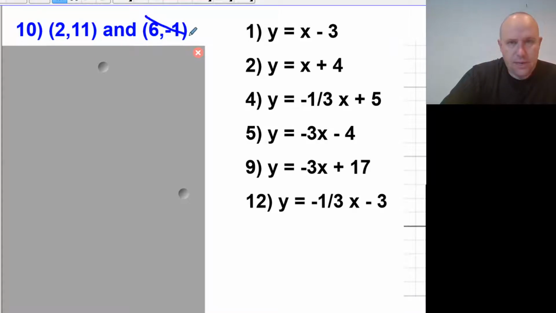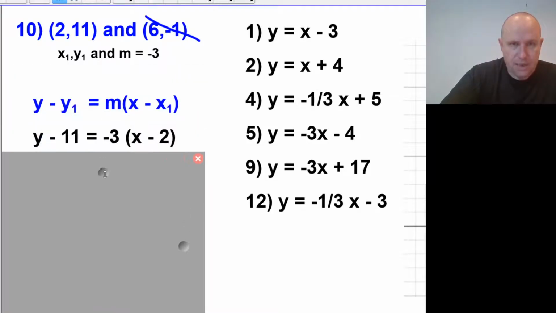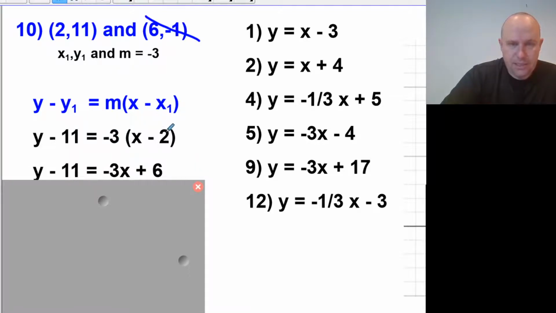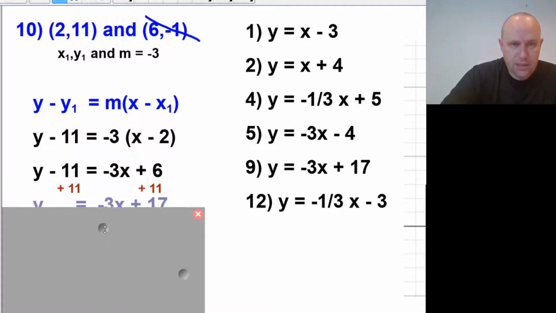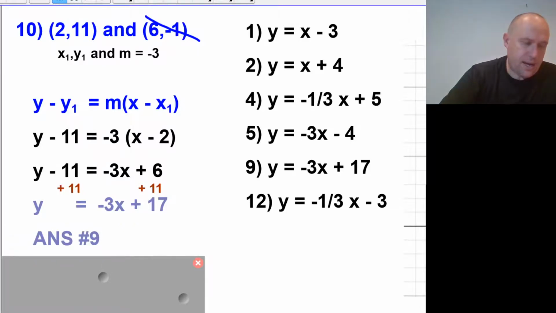Ignore the second coordinate again. We're just going to focus on that first coordinate. Label it x1 and y1. Use that slope that we just found, and then use that point slope formula again. So plugging in the numbers, 11 for y1, the slope was -3, and x1 was 2. Distribute, -3 times -2 will give us +6. And then as we bring this -11 to the other side, we do the opposite, which is to add 11. And 6 add 11 gives us 17. So you can see that this is answer choice number 9.